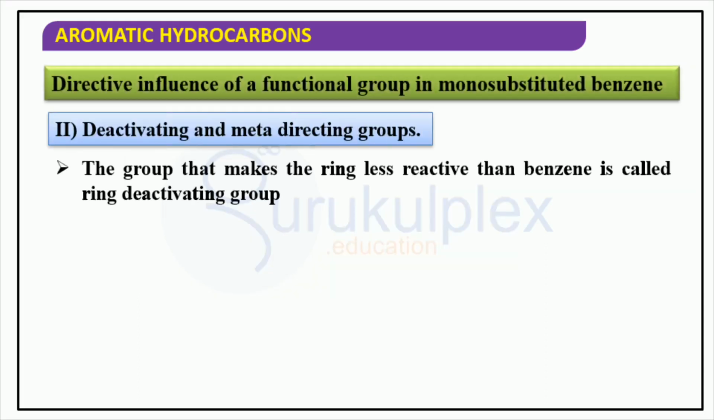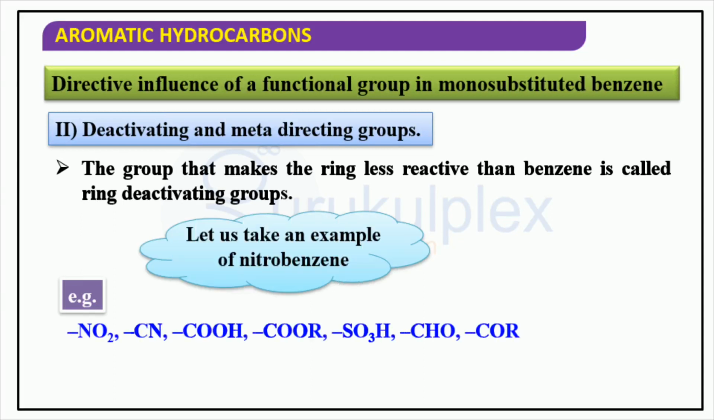Discussing the directive influence of functional groups in monosubstituted benzene and how these groups affect the reactivity of the molecule, we look at examples of deactivating and meta-directing groups, such as nitro, nitrile, carboxylic acid, ester, sulfonate, aldehyde, and alkoxy groups. Taking nitrobenzene as an example, this group has a deactivating effect on the benzene ring, causing it to be less reactive than benzene alone.